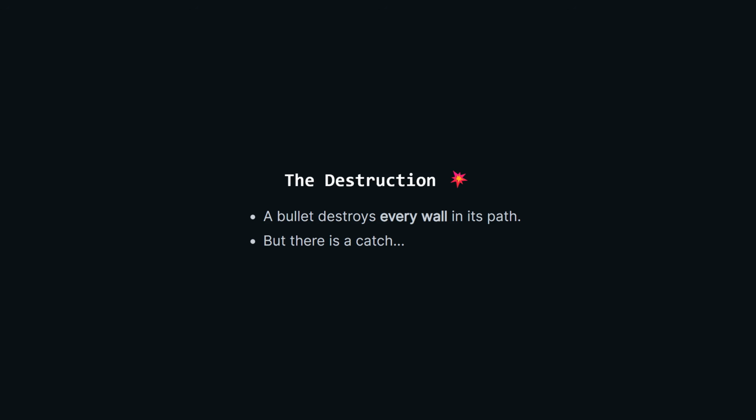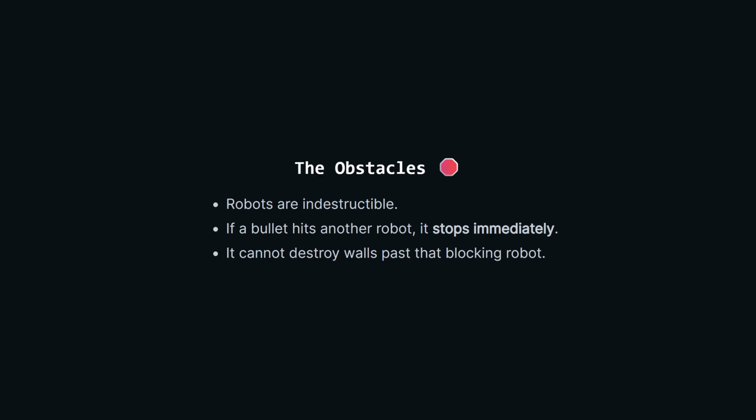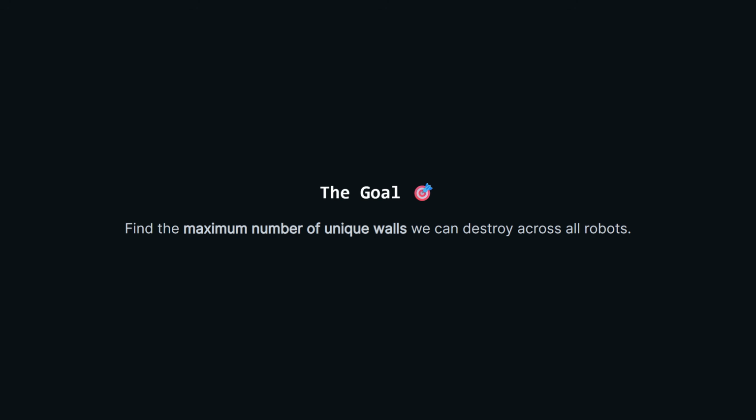But there is a major catch. Robots act as solid, indestructible shields. If a bullet hits another robot, it stops right there. It cannot travel any further to destroy more walls. Our goal is to figure out the maximum total number of unique walls we can destroy if every robot makes the smartest possible choice about which direction to shoot.